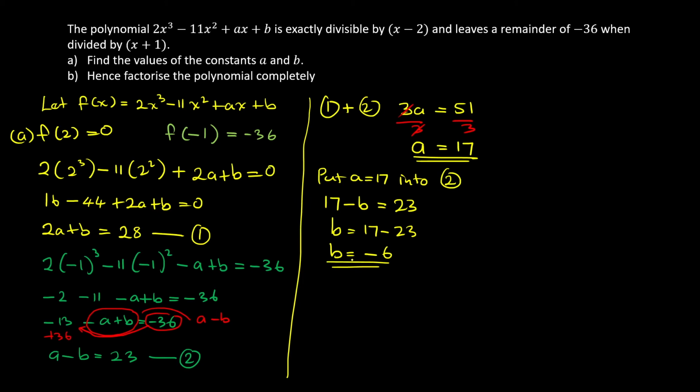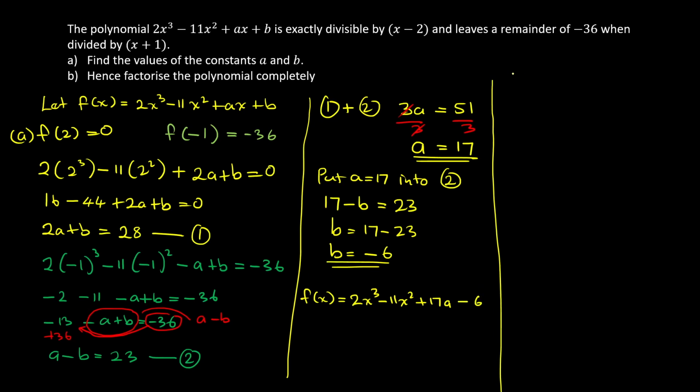Okay, now let's do question b. Hence, factorize the polynomial completely. Okay, this is how we're gonna do it. Because x minus 2 is one of the factors, then for us to find the whole factorization of this polynomial, we divide the polynomial f(x) by x minus 2. But before that, let me put the whole polynomial here for f(x). That is 2x cubed minus 11x squared, and then ax. Yeah, a is 17 now, so 17x. b is minus 6, so minus 6, like that.